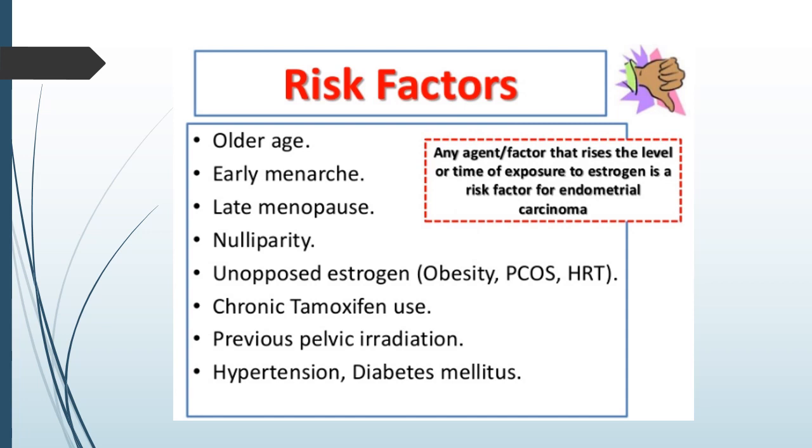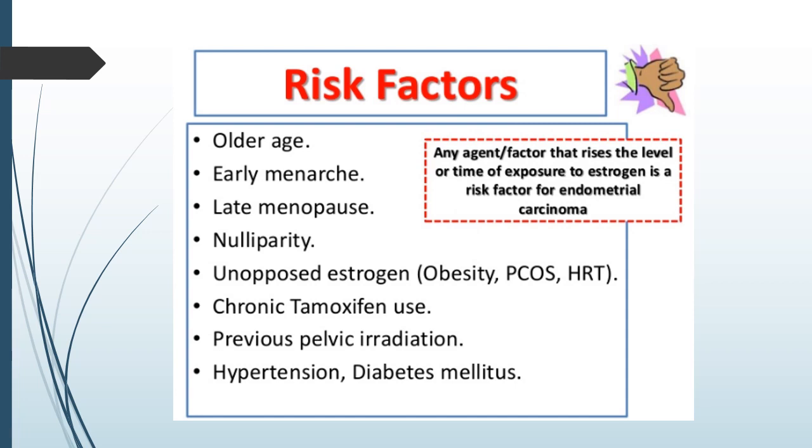or endometrial carcinoma. Now, the risk factors: older age, early menarche, late menopause, more time of estrogen exposure, and nulliparity, so more cycles, because pregnancy has a protective effect and there is no ovulation during the 9 months. But in nulliparity, there is no such protection. Then unopposed estrogen, like obesity, polycystic ovarian syndrome and hormone replacement therapy.